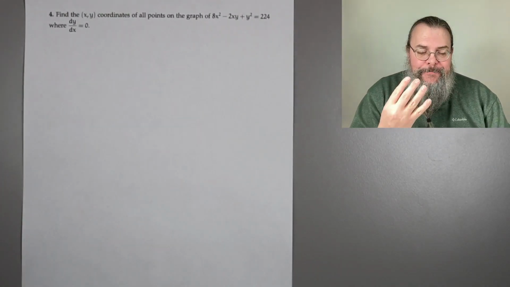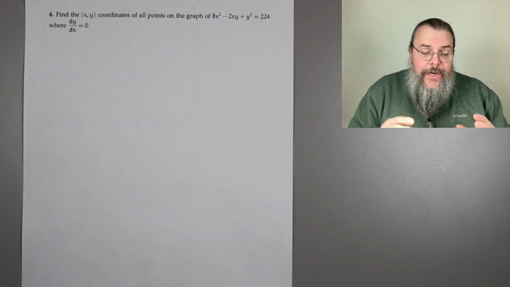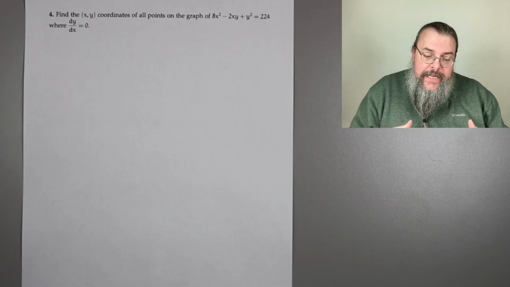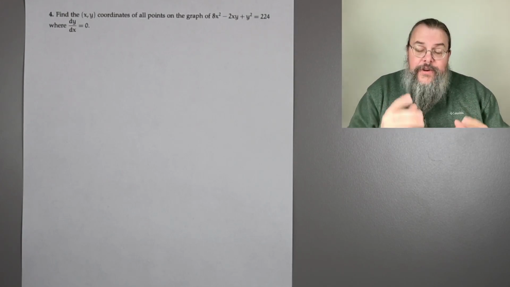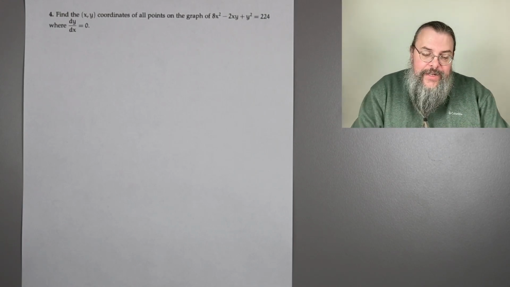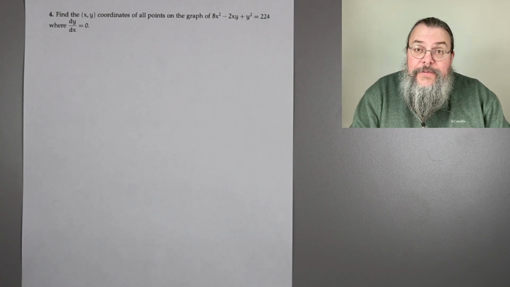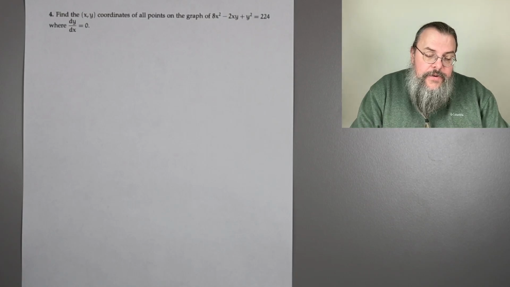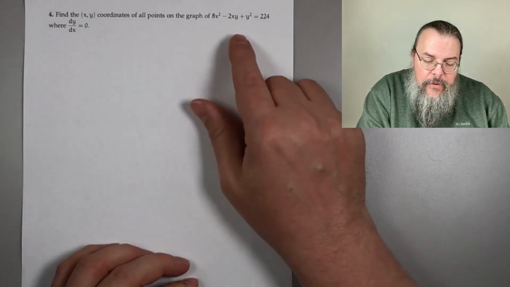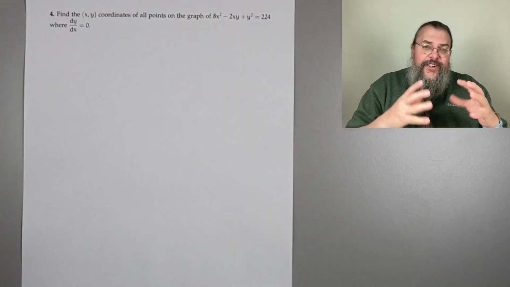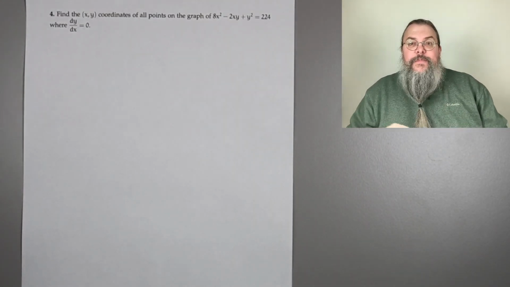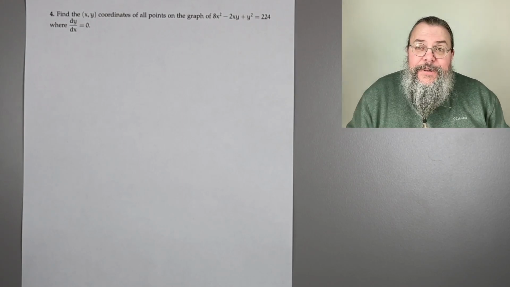Number 4. Find xy coordinates of all points on the graph of 8x squared minus 2xy plus y squared equals 224, where the derivative is equal to 0. Now, you don't need to know this. You might say, well, what does this look like? It kind of looks like a tilted ellipse. And that's because it's a tilted ellipse. But that's beside the point.